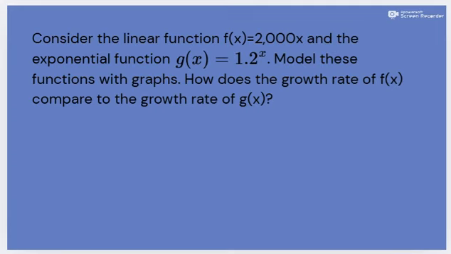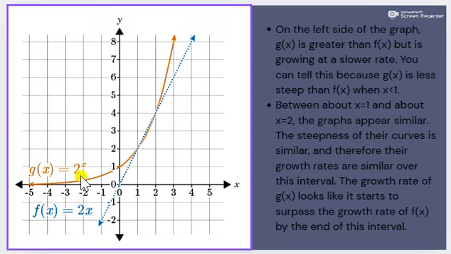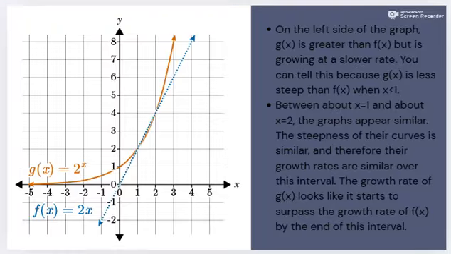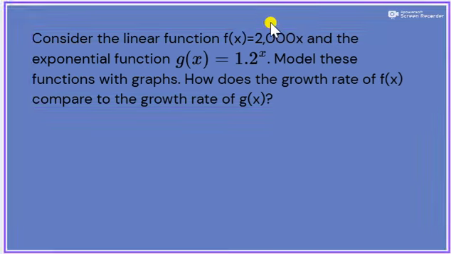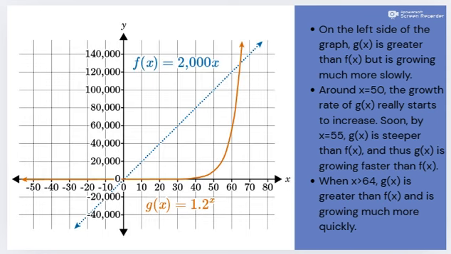Consider the linear function f of x equals 2000x, and the exponential function g of x equals 1.2 raised to the power of x. Model these functions with graphs. How does the growth rate of f of x compare to the growth rate of g of x? The last one we looked at, they were both 2, okay? This time, we're looking at when they have a huge starting difference, 2000 and 1.2, okay?